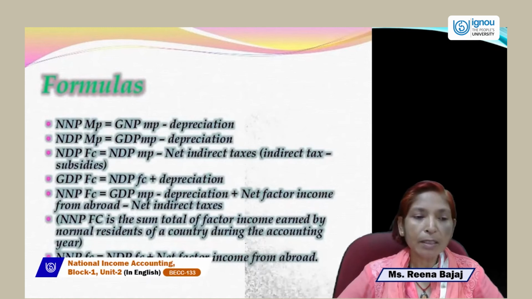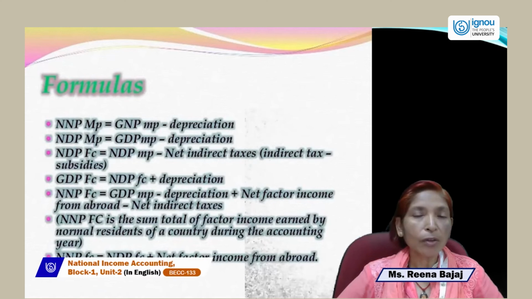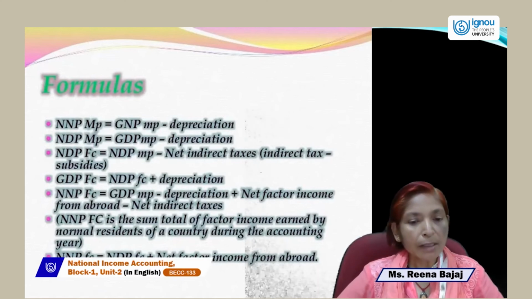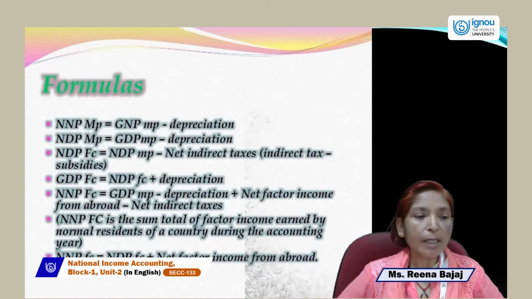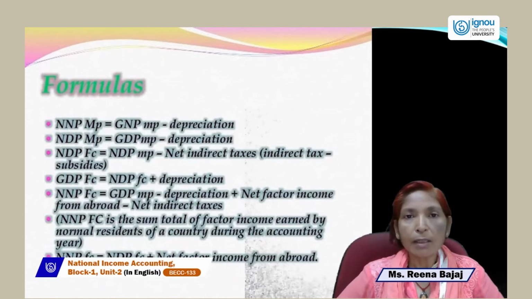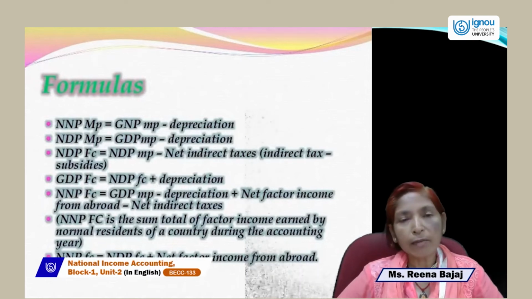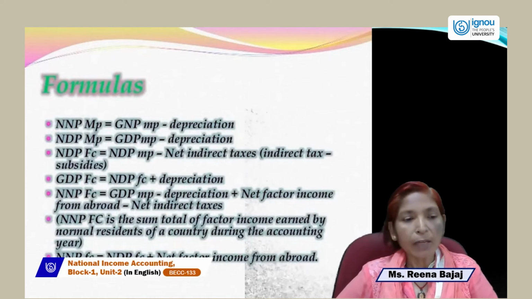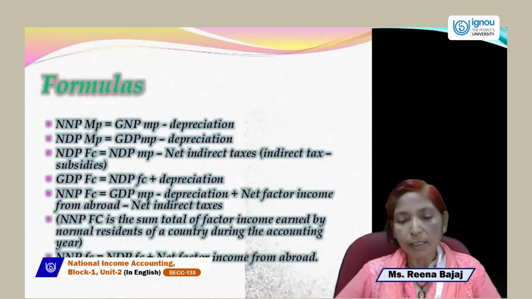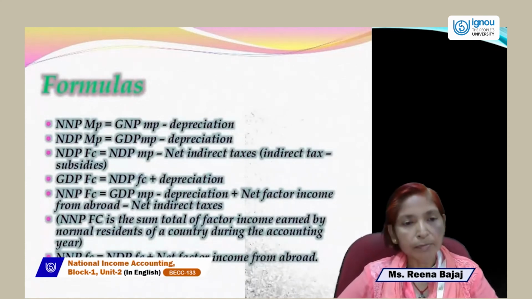GDP at FC, if we want to estimate it and NDP at FC is given, then we have to convert net into gross, so depreciation will be added. And if GDP at MP is given and we want to calculate NNP at FC, first of all we have to change gross into net, so depreciation will be deducted. Then domestic into national, so NFIA will be added, and market price into factor cost, so NIT will be subtracted. Then we can calculate NNP at FC. So all these are the formulas for calculating national income.